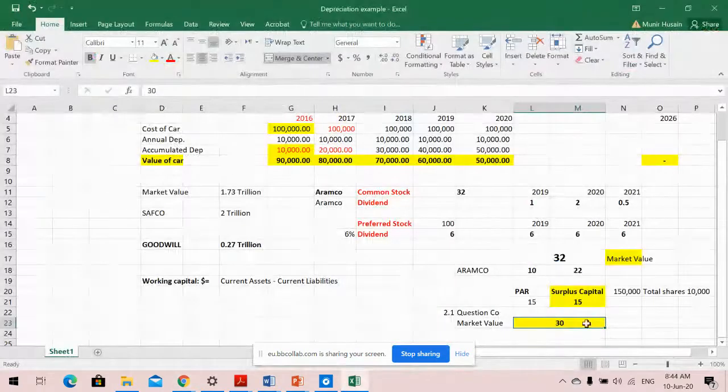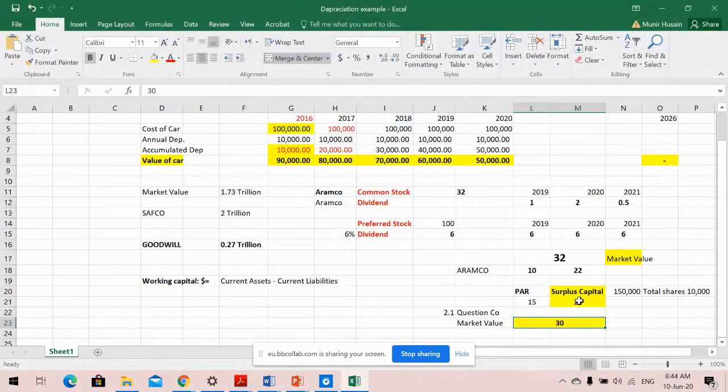How did we get 30? 30 is par value of 15 and surplus of 15. Just like Aramco's, 10 is the par value, 22 was the excess, and 32 the total. In case of Aramco, we all know the market price. But in our example, we don't know what the market value was. In this question, it was not given. What was given is this number and this one, right? From this one, we calculated 15 as the surplus for one share, and then we add these two items. 15 plus 15 is 30. In case of Aramco, it was 10 plus 22, and 32 was the market price.